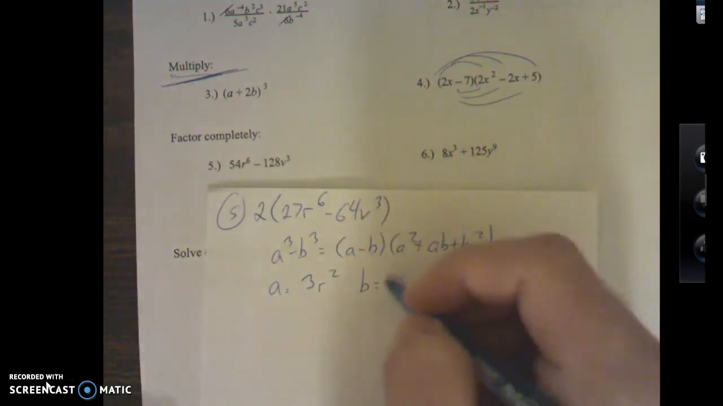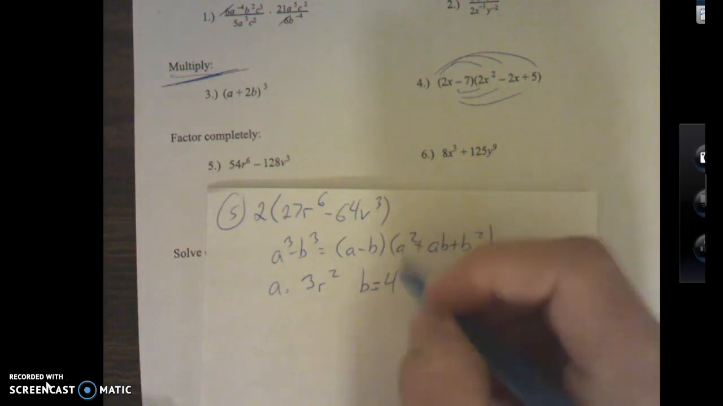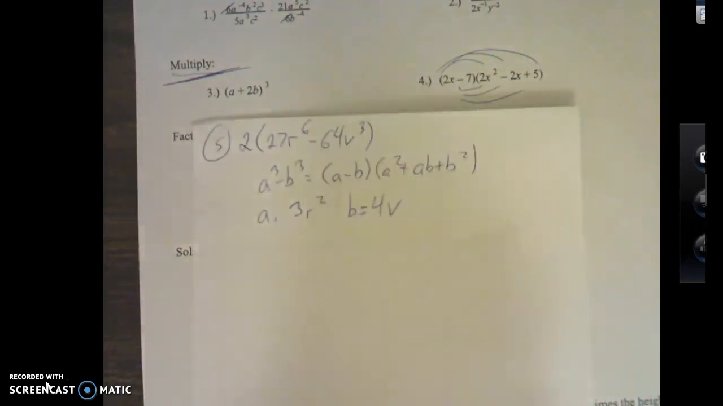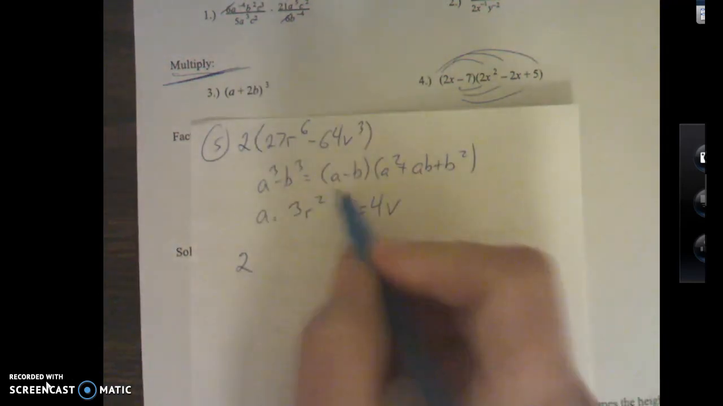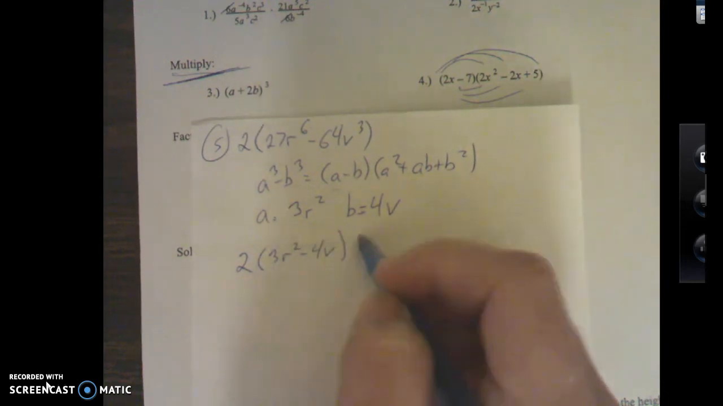The cube root of 64 is 4. Again, use calculator if you need to. And the cube root of v to the 3rd is just v. So I've got my a, I've got my b. All right. Now, 2 chills out front. My a minus b is 3r squared minus 4v.